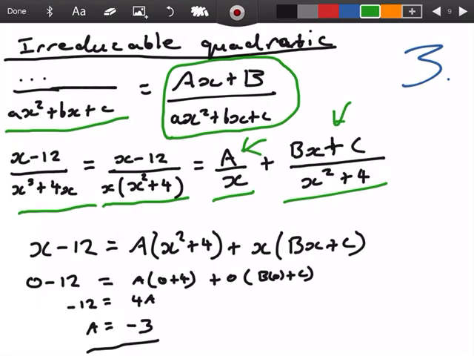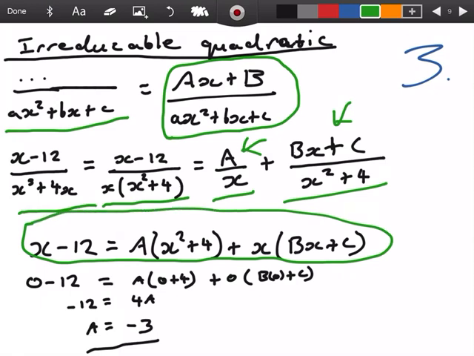Now, we get a common denominator again. So that would be x times (x squared + 4). So A times all of that, we get this. Right? And so this time we can choose x equals 0 to find the value for A. So when we use that, these terms get knocked out. So 0 times anything is 0. And then we get A equals negative 3 after rearranging everything.